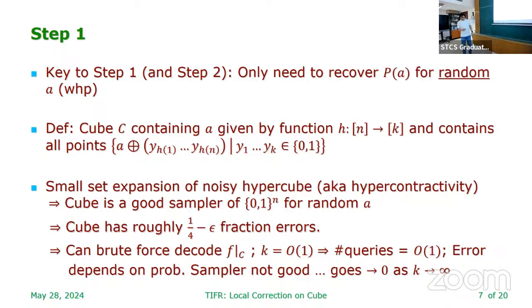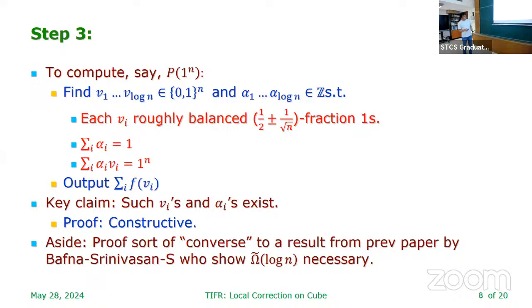Okay, so the next step would have been step 2, but we're going to jump to step 3 first because it's a little cleaner to explain. And here, what are we given? We're given a function which is very, very close to the original polynomial. A 1 over log n fraction of the values are wrong, but the rest of them are right. And now we want to get it right absolutely. So here what we will think about is the following.